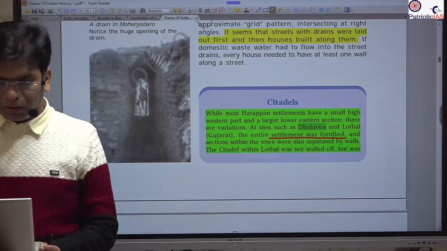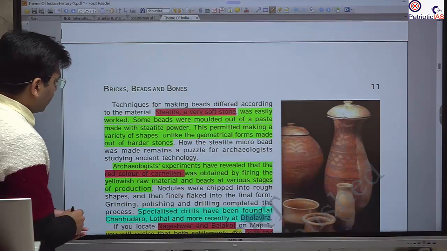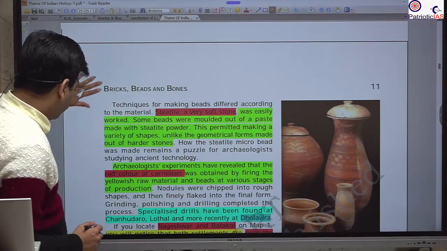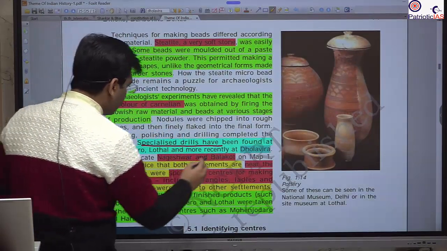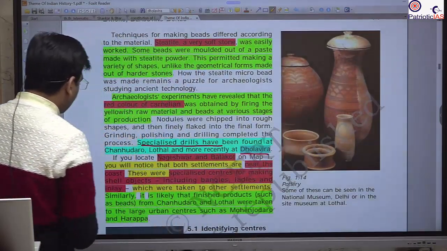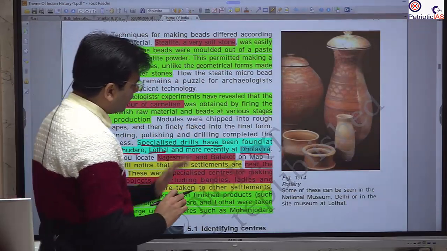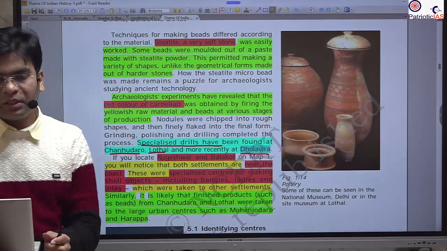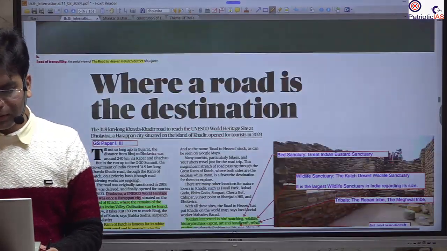Okay. Other thing, specialized drills have been found here in Dholavira, along with Chanhudaro and Lothal. So what this gives is that it was a site of manufacturing in the Indus Valley civilization. So please remember all these facts.